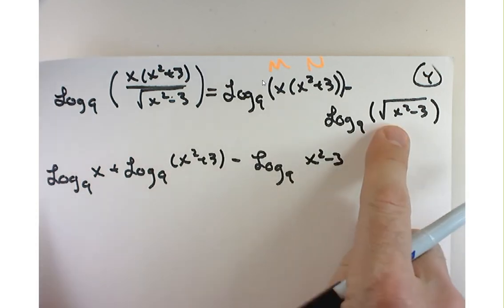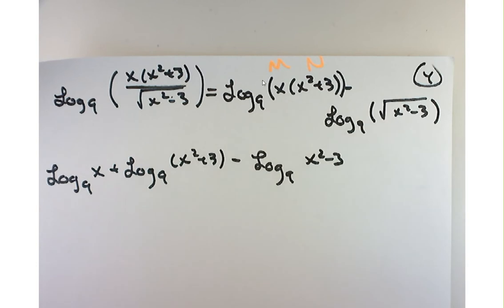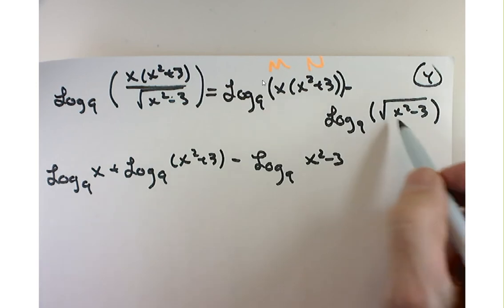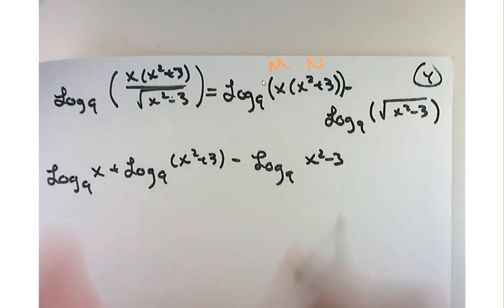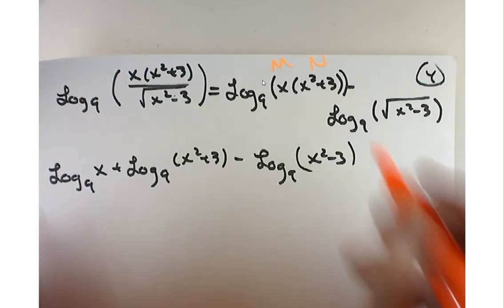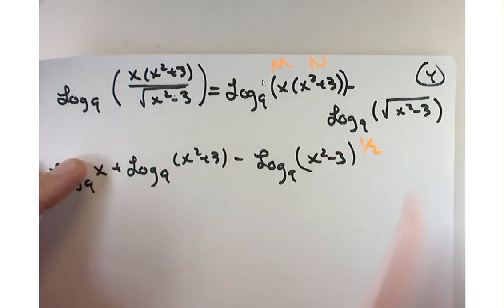I might start wanting to write that in a different way. Jason, what could I write that as? Square root of x squared minus 3. What's a different way I could write that? To the power of 1/2. Perfect. X squared minus 3 to the power of 1/2.